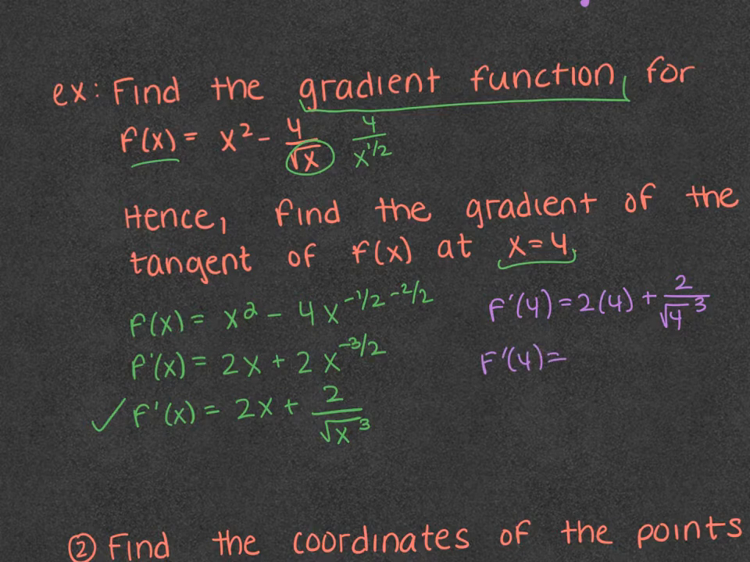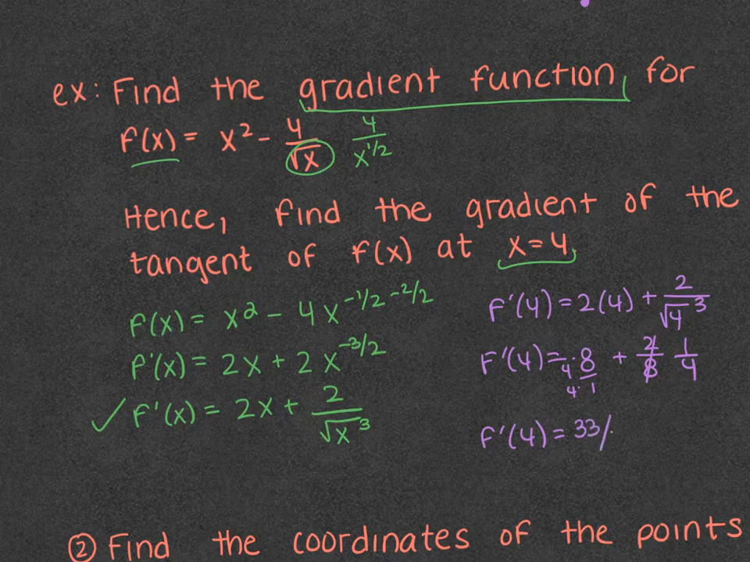And let's go ahead and simplify. That would be 8 plus 2 over the square root of 4 cubed: the square root of 4 is 2, and 2 cubed is 8, so 2 over 8 is really just 1/4. You are going to have to do some fraction addition, so make sure you're good on that. We're just going to multiply by 4, so f prime of 4 equals 32 plus 1, so 33 over 4.